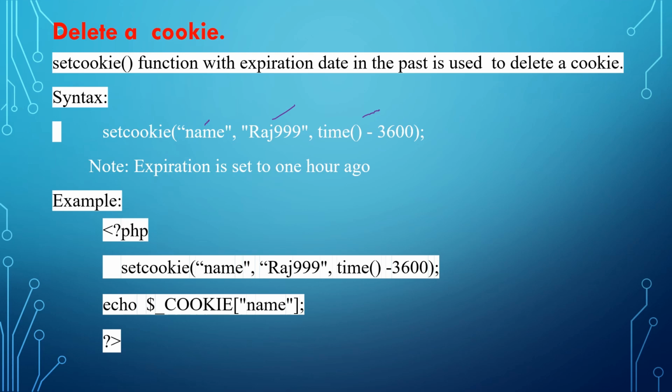And this is a PHP code to delete a cookie. PHP opening tag, PHP closing tag, setcookie, name of the cookie, value of the cookie, and this is the expiration time. And then this is used to get the cookie details. This is a super global variable.